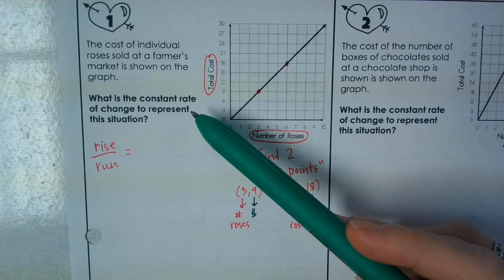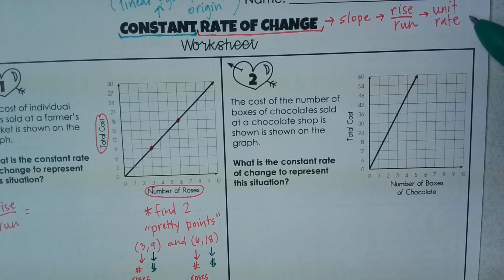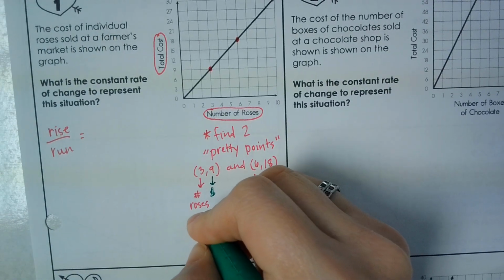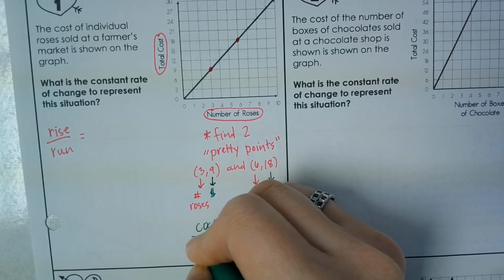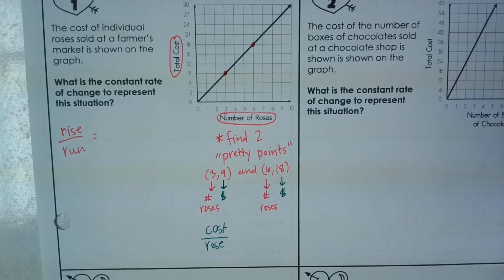So when we calculate the rate of change, we're figuring out the unit rate. We're trying to figure out the cost per rose, right? Remember us doing that a couple months ago? But the way that we're going to do that is by doing slope instead of using ratios.